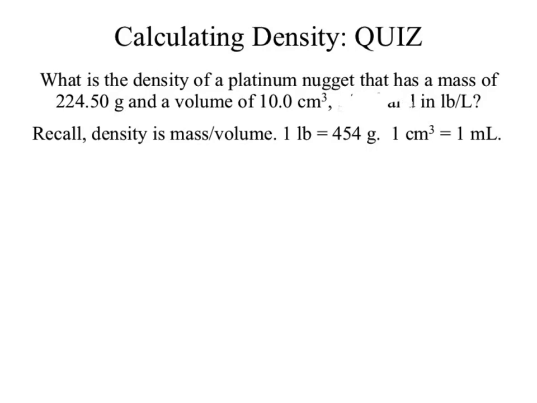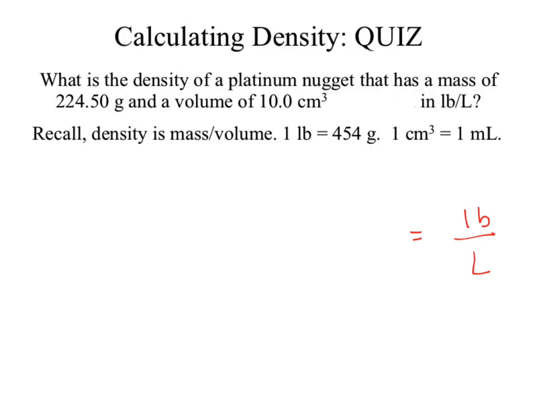Okay? And so to test that, I'm going to have you do a little quiz where I want you to determine the density of a platinum nugget that has a mass of 224.5 grams and a volume of 10.0 centimeters cubed. Before you start freaking out and writing stuff down, I'm going to give you a sheet of paper. Calm down. Okay? But I want it in units of pounds per liter.